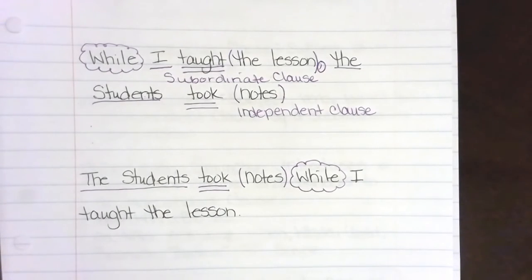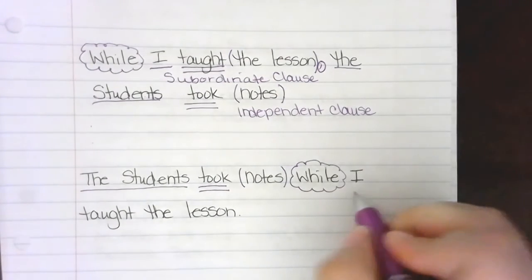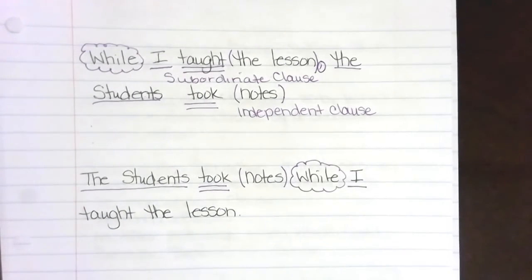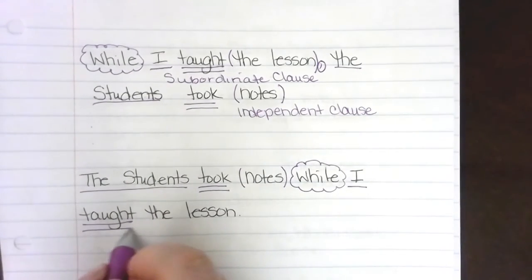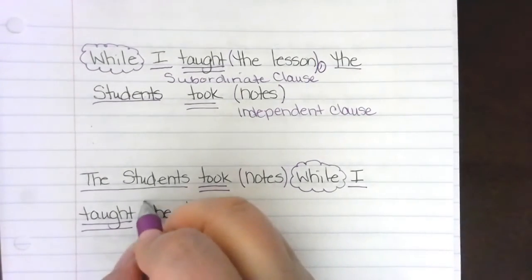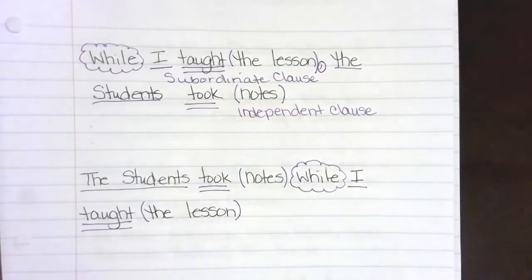Who or what is the second part of my sentence about? I, one underline. What did I do? I taught. That is my verb. The rest of my sentence is going to go in parentheses.